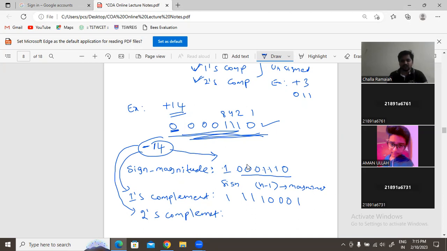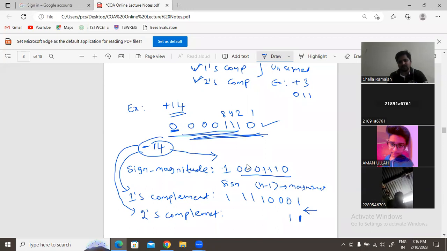Okay, how to represent minus 14 in 2's complement form? You have to represent the 2's complement form including the sign bit. What is the shortcut? Coming from the right side, up to the first occurrence of 1, the value is the same. The remaining bits are complemented.